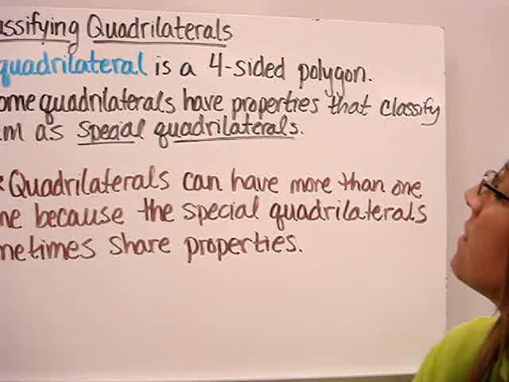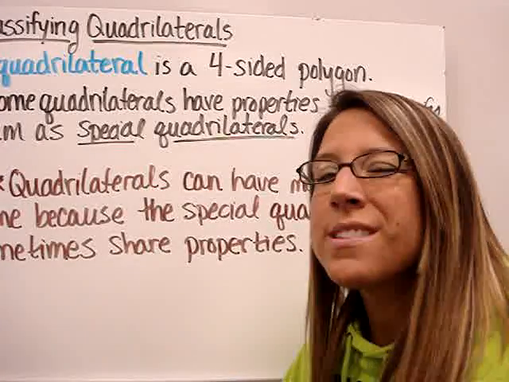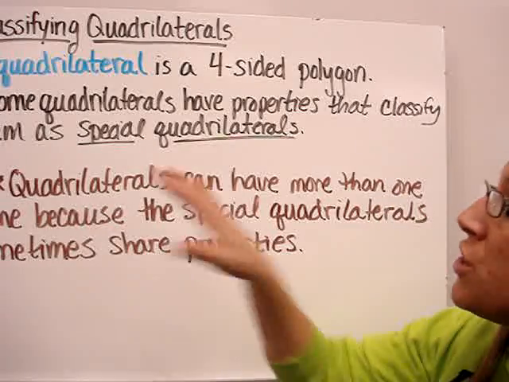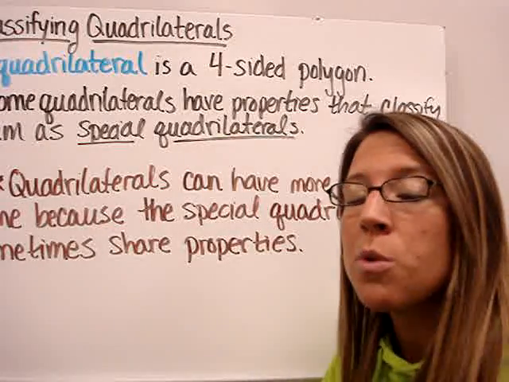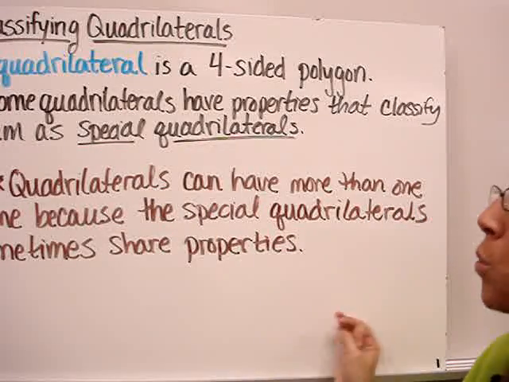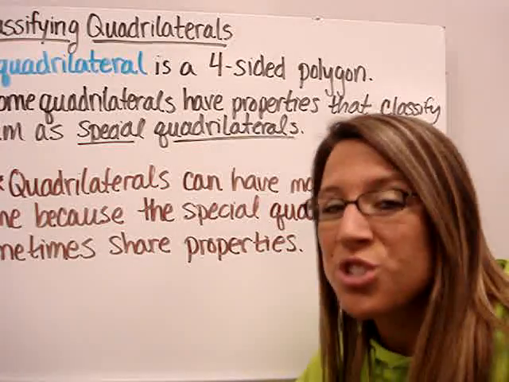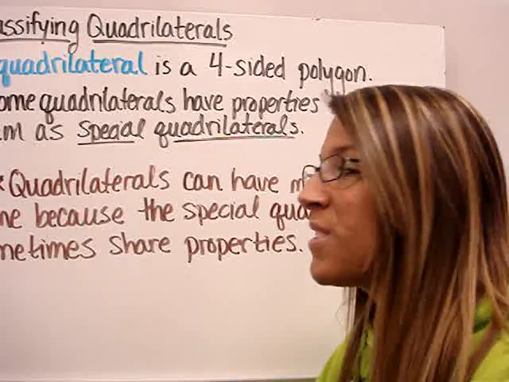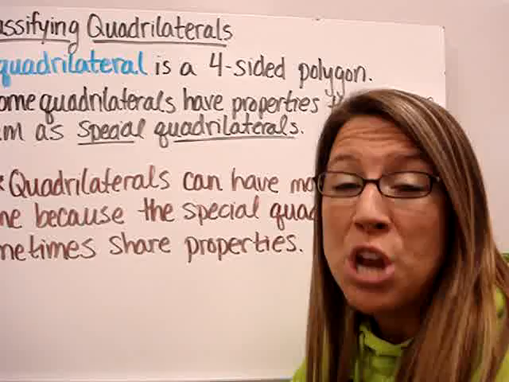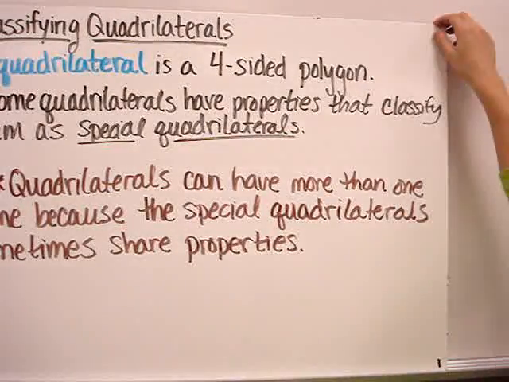Some quadrilaterals have properties that classify them as special quadrilaterals. So we're going to talk about what those special quadrilaterals are in this lesson. Now, just to note, this is something we're going to be working with further on in the lesson, but I want you to have this. Quadrilaterals can have more than one name because the special quadrilaterals sometimes share properties. A lot of times adults get into trivia arguments about some of these things, and so it's going to be really good for you to know for sure and be able to back yourself up with some solid definitions.